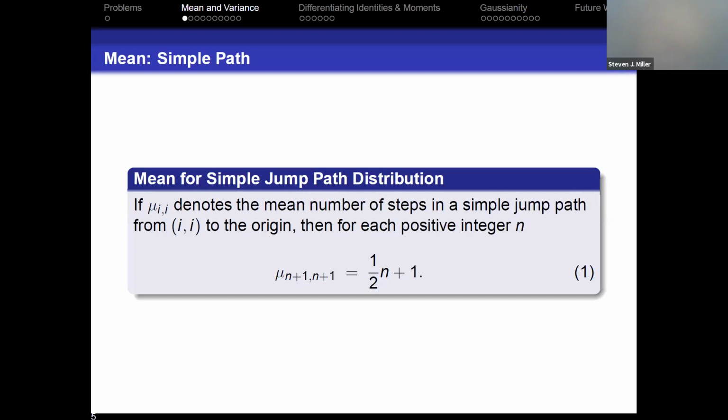And again, when you have a lattice path like this, you want to be clear as to where you're starting from. This is the simplest case, starting from the upper right corner. It tells us that the number of steps on average is essentially half of either the horizontal or vertical component. They're both the same because it's a square. So this is a really nice formula for the mean, and it tells us that the mean is growing linearly in n.